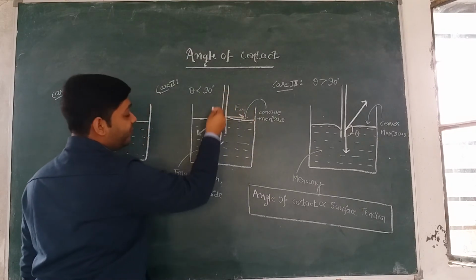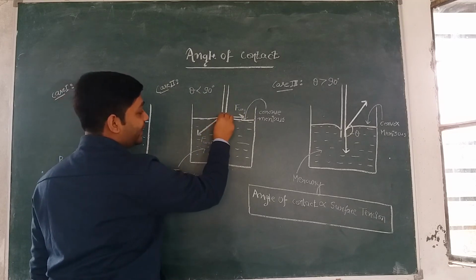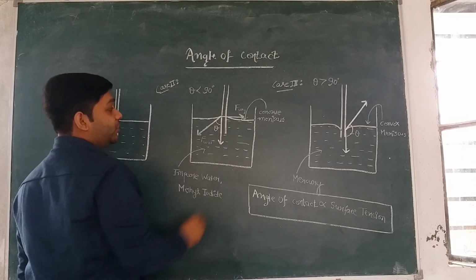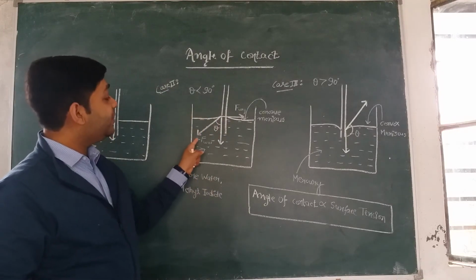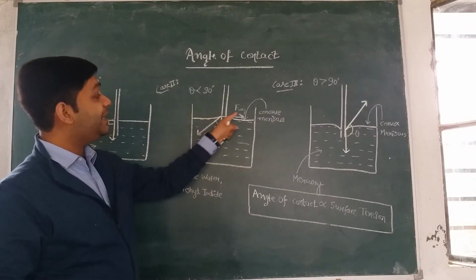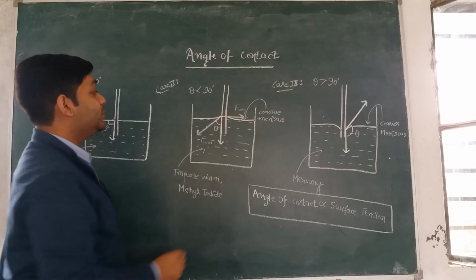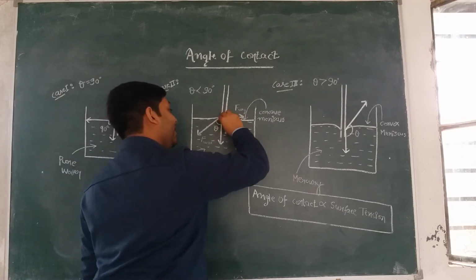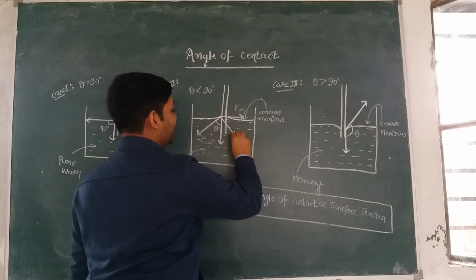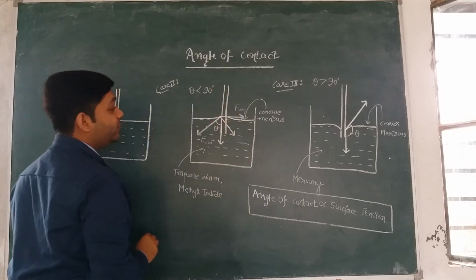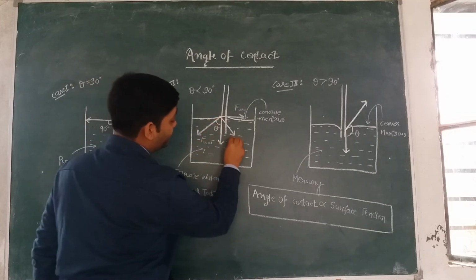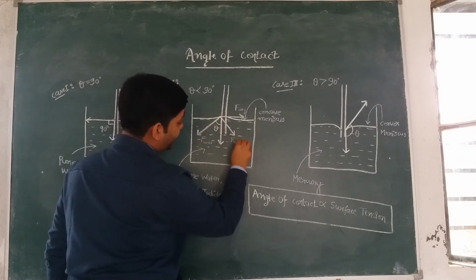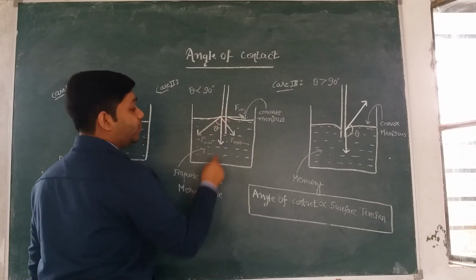The molecules of this glass tube also try to attract this molecule of water present on the surface towards itself, and because in the case of water, the force between water molecules is less than between water and glass molecules, the net force acts in this direction. This is the direction of F net, and the liquid surface is always perpendicular to the net force.